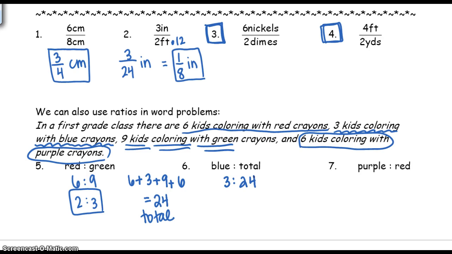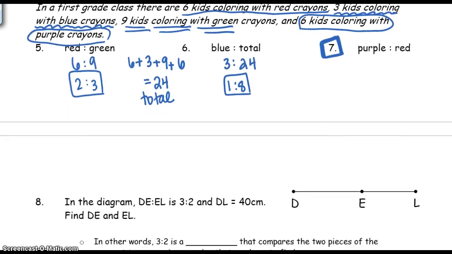So blue to total is going to be 3 to 24, and then you do want to reduce that. So there's a factor of 3 in both 3 and 24, so this is going to be 1 to 8. All done. And I'm going to have you all do number 7. So please have number 7 done for class when I see you. All right, moving on. So let's go ahead and go to the back side here. You can probably hear me flipping my paper here in the background.